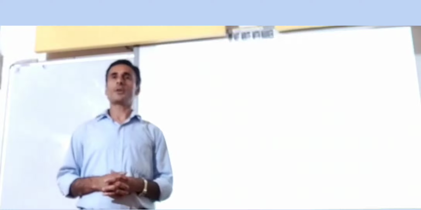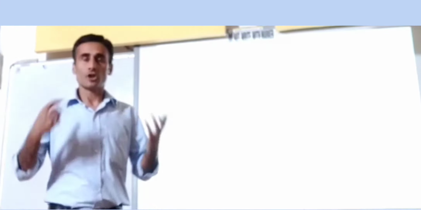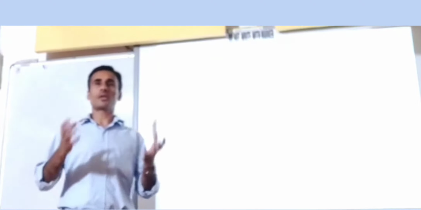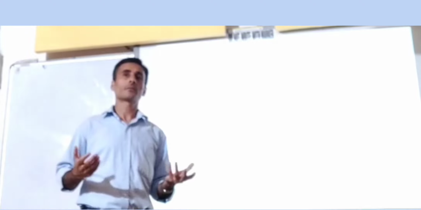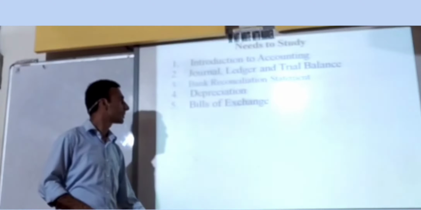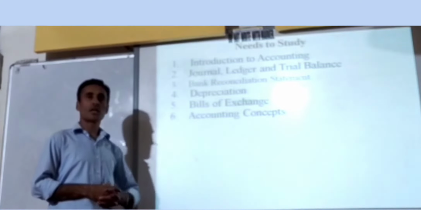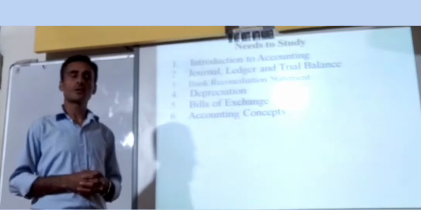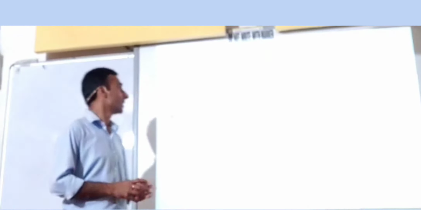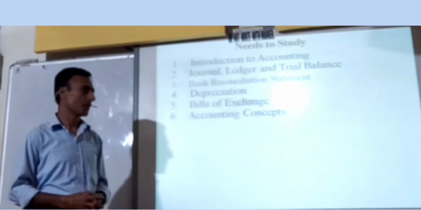Number 5, bills of exchange. A bill of exchange is an instrument, you can say, a document which proves that something has been bought on credit and money has to be paid, right? Accounting concepts, these are the thoughts, the ideas, the principles which are used in keeping accounts and generating financial information.